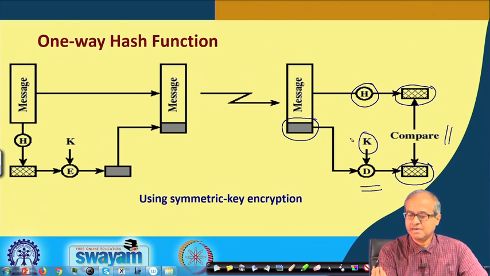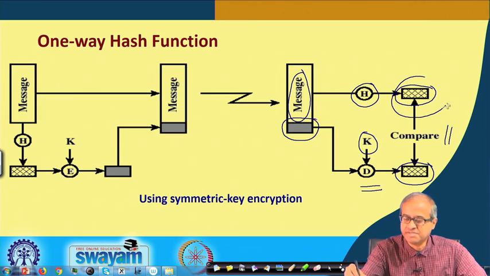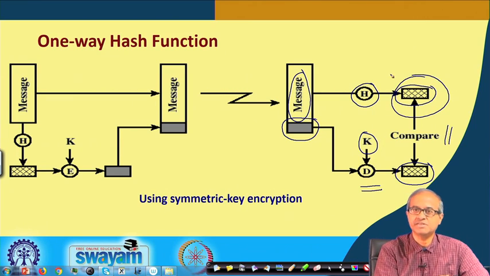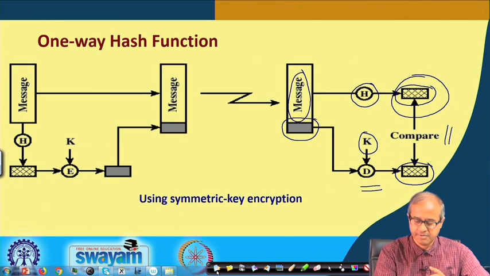Now, in addition, another thing we achieve here is that we also verify the integrity of the message, that the message was not modified during transmission, because if there was a modification in the message, then this hash value would have changed and so the comparison would have failed. Okay. So, two things we are achieving together, authentication and as well as message integrity.